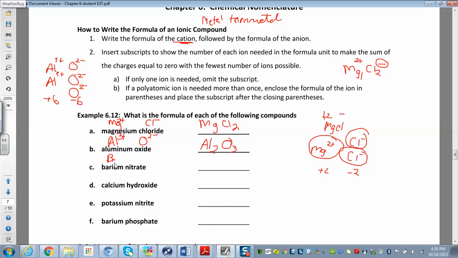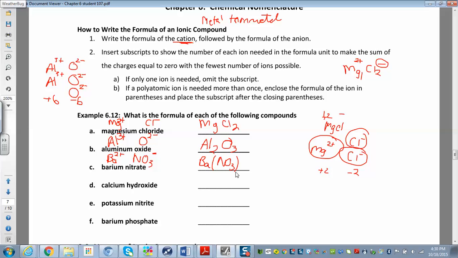So I go to barium. Barium has a +2 charge. Nitrate, that's one of my polyatomic ions. That's NO3-, so that's up in the table. Do the same thing now. I'm going to crisscross. I have barium, and I'm going to write nitrate. Nitrate was 1, so I have a 1 down here. It's a phantom 1. I don't even write that one.